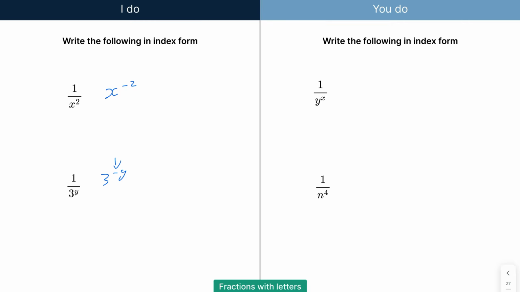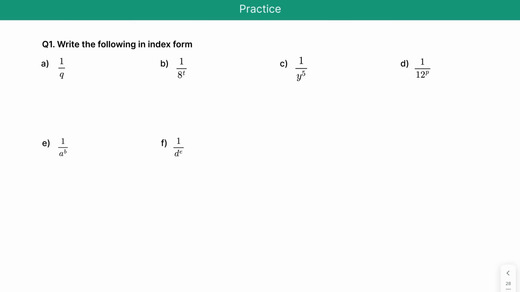So again, hopefully you've pressed pause and had a go at these examples. So this would just be y to the power of negative x, and this would be n to the power of negative 4. Here are some practice questions. Press pause now and have a go. Here are the answers. Mark your work.